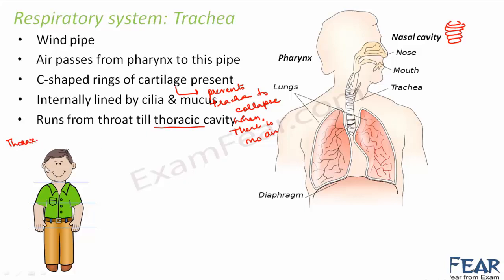Now let us suppose if this is a human being, we divide the body into different parts. The upper part is called head. The next part is known as thorax.